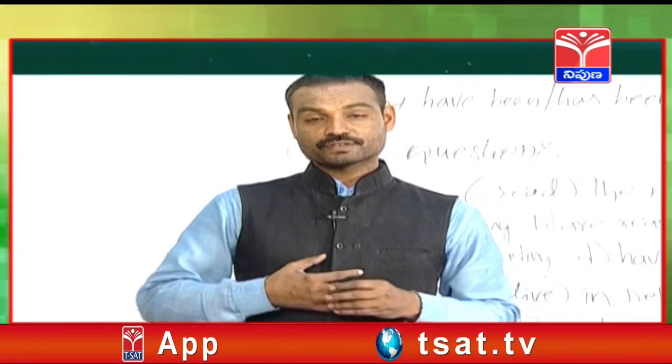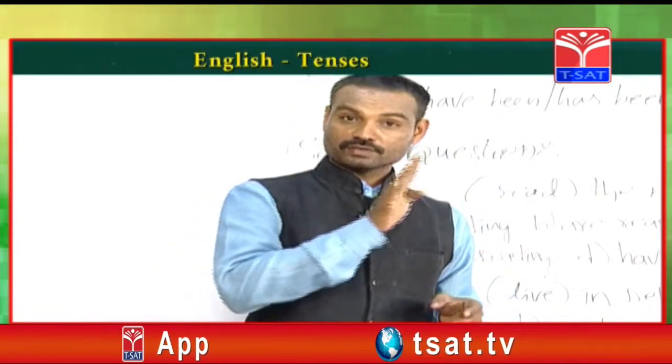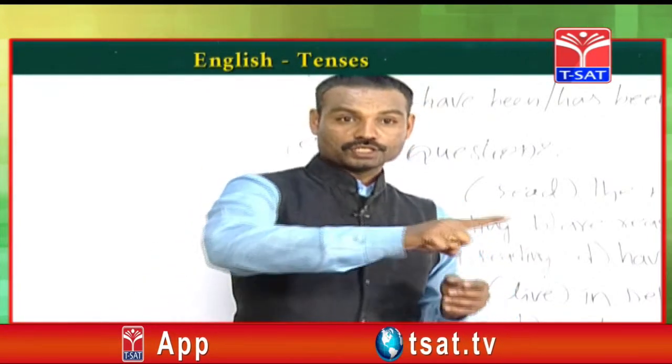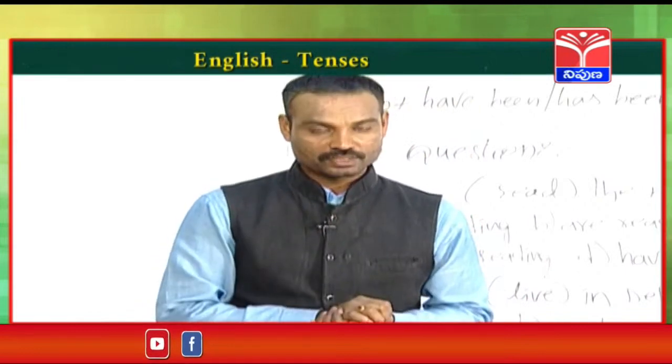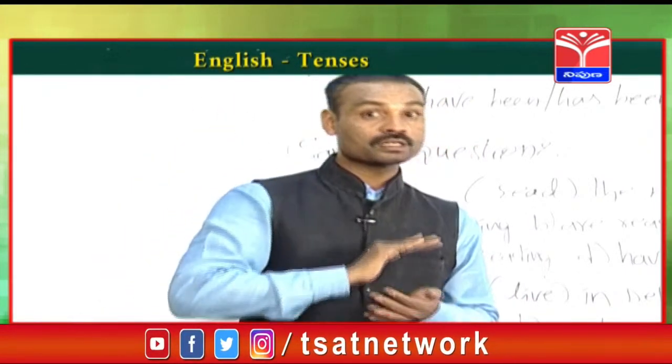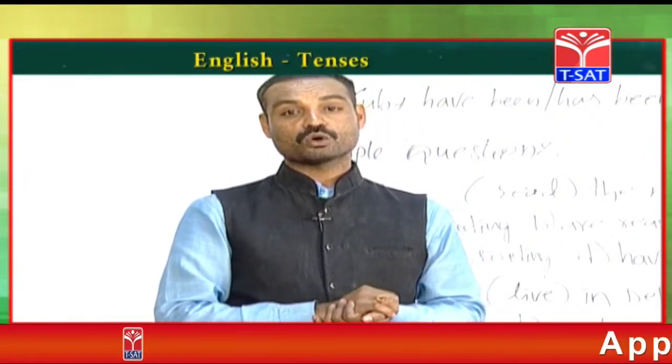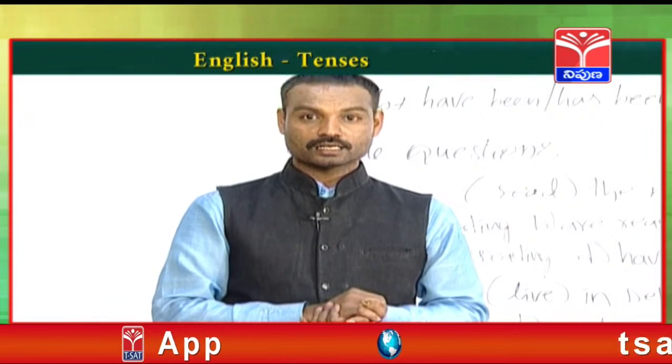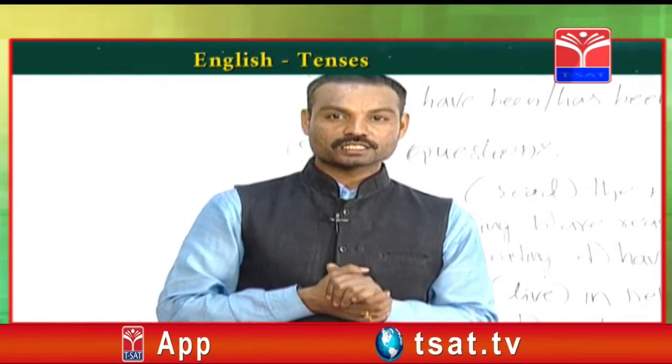Again, there will be four types of sentences: positive, negative, interrogative and negative interrogative. She is cooking rice now, it is called a positive sentence. She is not cooking rice now, negative sentence. Is she cooking rice now? Interrogative sentence. Isn't she cooking rice now? Negative interrogative sentence. So this is something about present continuous.